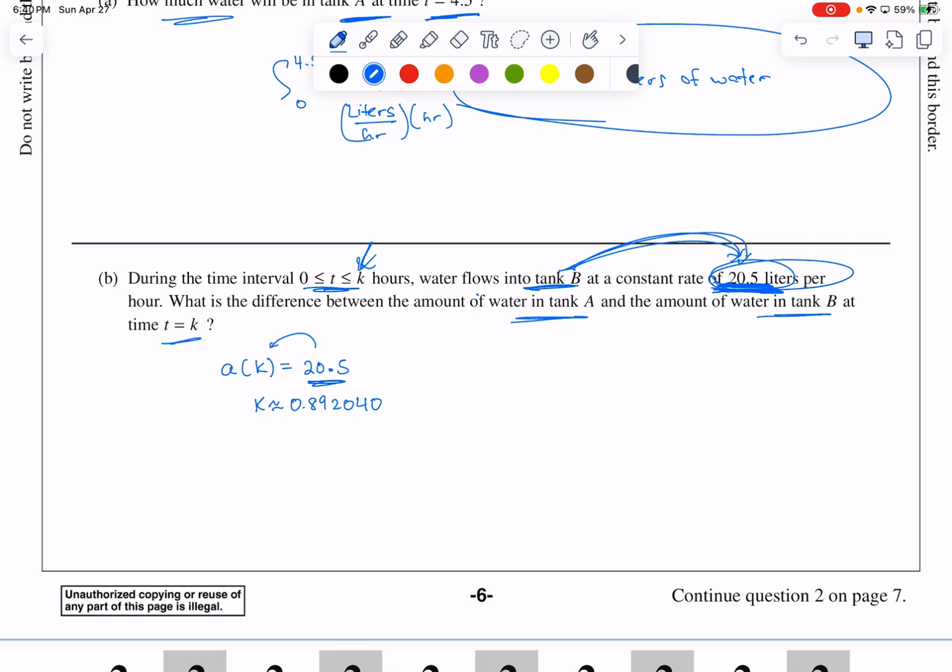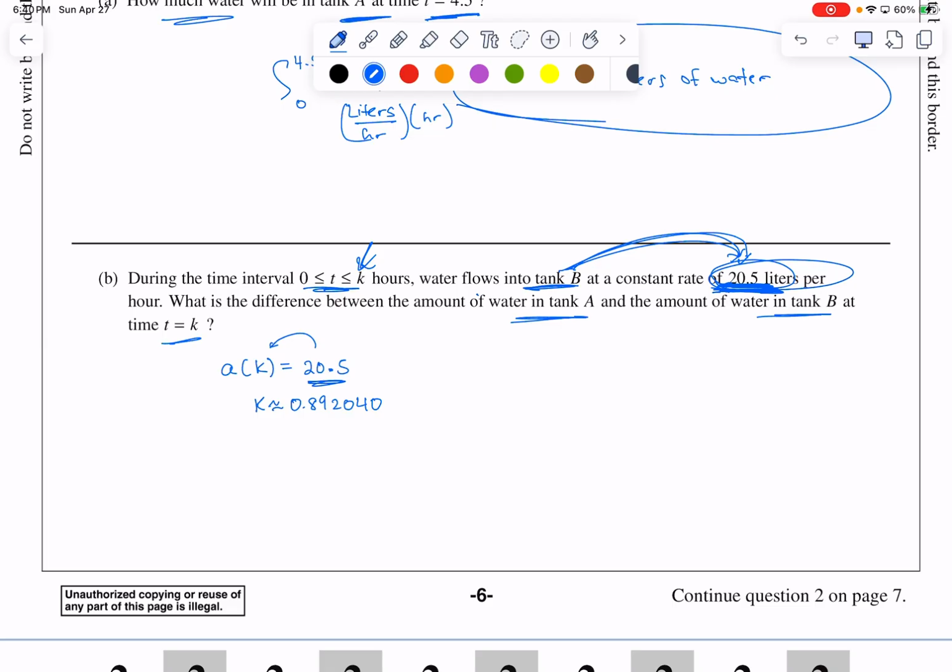We're going to use this answer, so if you're using a rounded answer to calculate something else, when do you round? Only at the very end. So do not round it yet. You have to copy down every decimal value. 0.892040.